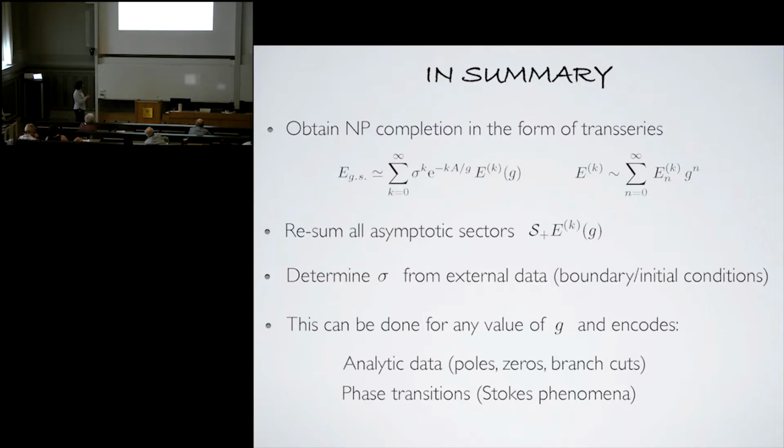Just as a summary before I actually go into the example. So, studying the asymptotics, I know what type of non-perturbative phenomena to expect. I write my completion in the form of a trans-series. I can sum all the sectors. I can determine my parameters in the trans-series from external data or from ambiguity cancellation. And I can do this for any values of G. And then I can study my full result to look for analytic data, the position of poles, of zeros, of branch cuts, for any values of G. It doesn't have to be for G small anymore. And also the directions of phase transitions in the parameter space.